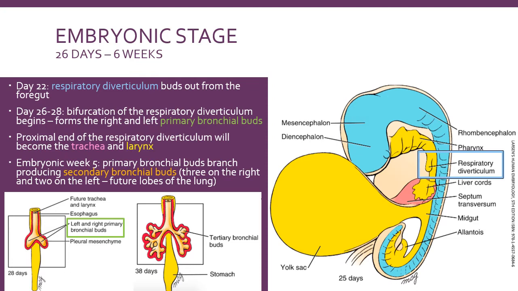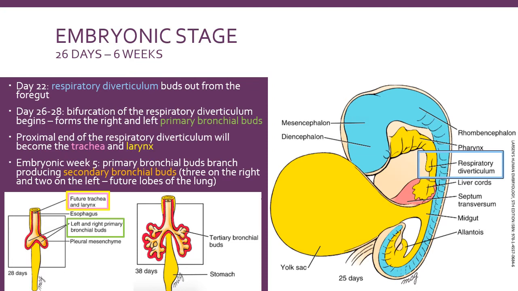From here on out, most of the rest of the development of the lungs involves branching. So lobes that subdivide into progressively smaller and smaller lobules until you terminate in alveoli, and we'll go through what those stages look like.